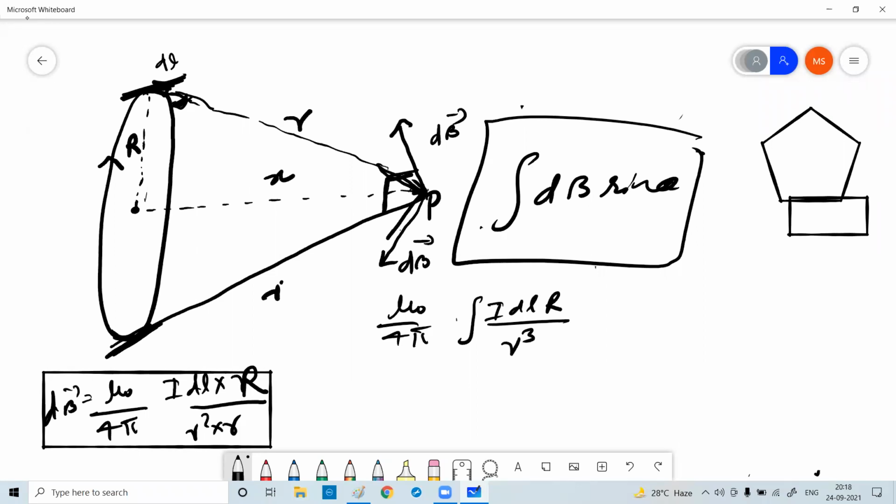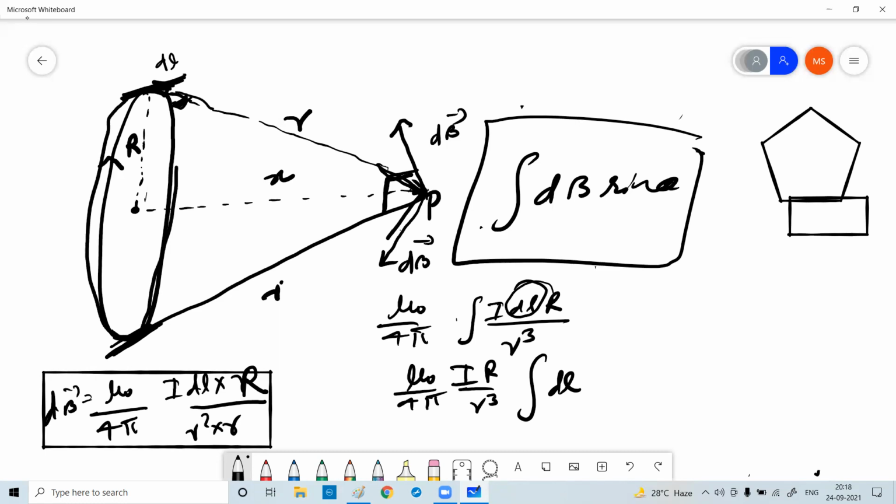So what will happen now? This R, can you just see this R? All these are constant. This distance is a constant. So what is variable? Only the dl. Yes or no? So mu naught by 4 pi I R by R cube will come out, and what you are left with is only the dl. If this is a small part and I integrate the whole thing, what will it give?